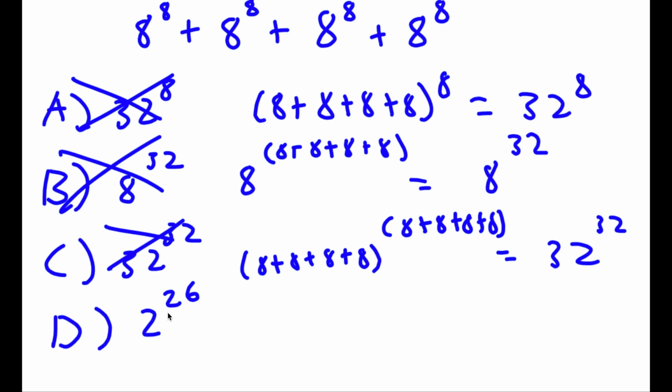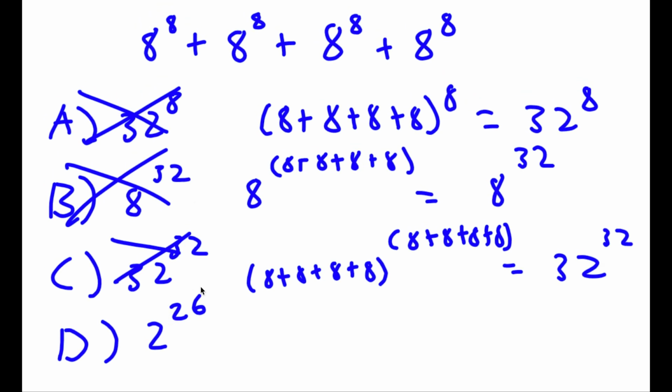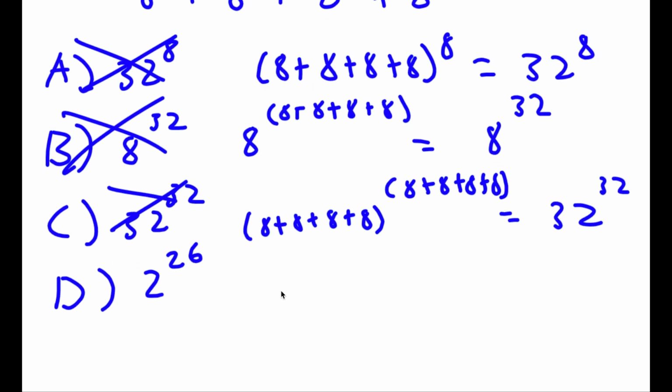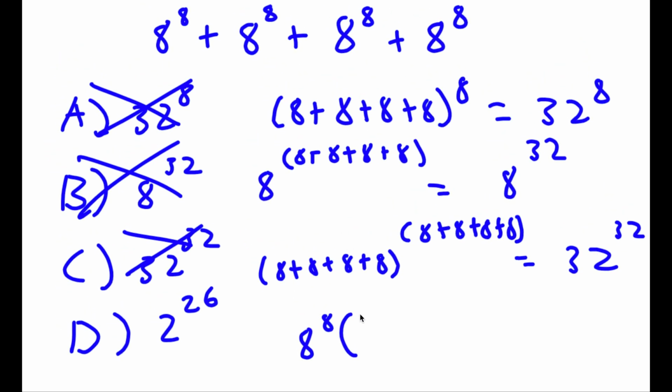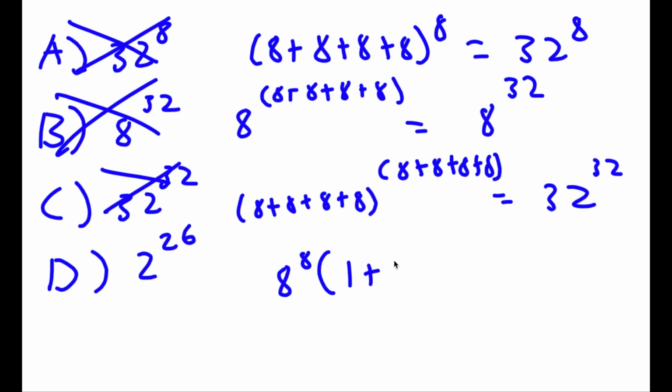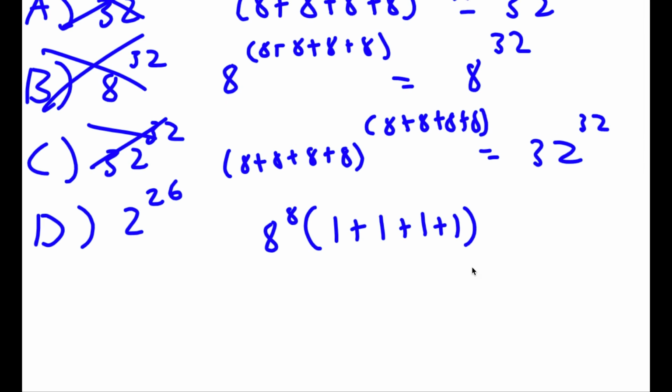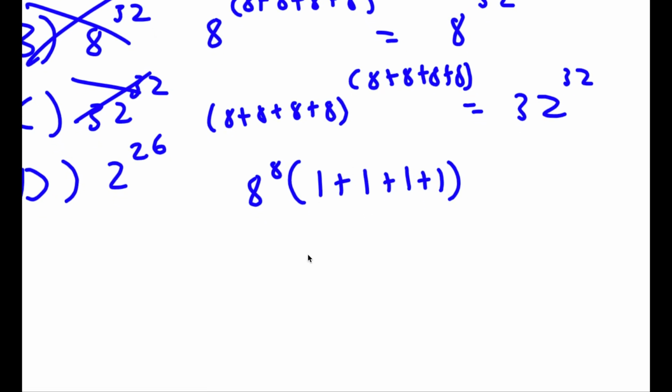So now finally for D, which is actually the right answer, how you get this is you first start by factoring out 8 to the power of 8. So now 8 to the power of 8 times, well, 8 to the power of 8 divided by 8 to the power of 8 is 1. So I have 1 plus 1 plus 1 plus 1. Now if I simplify this in the parentheses, I get 8 to the power of 8 times 4.